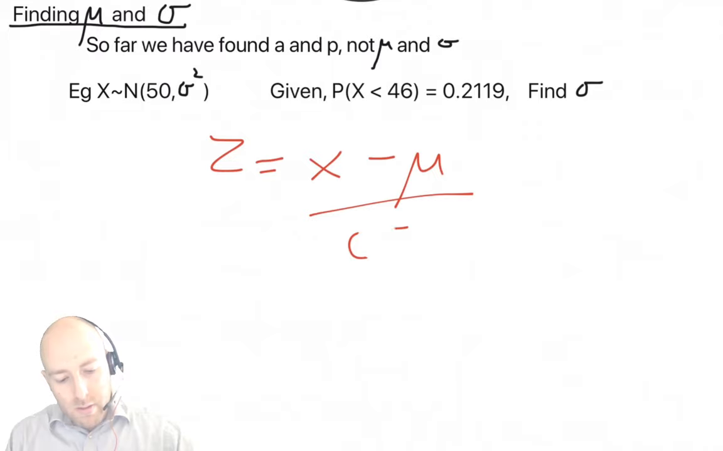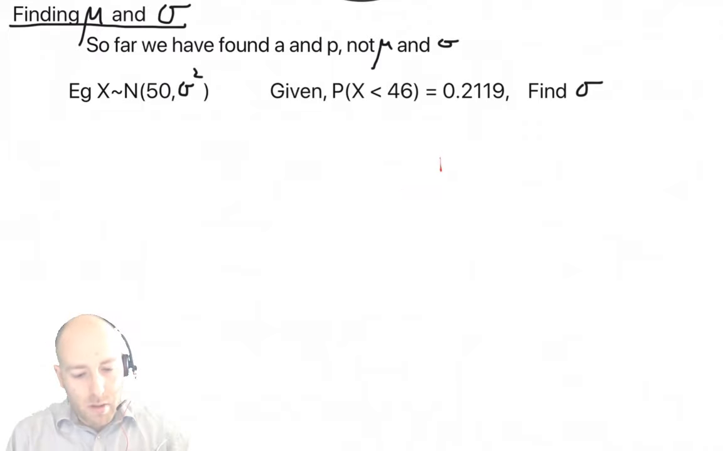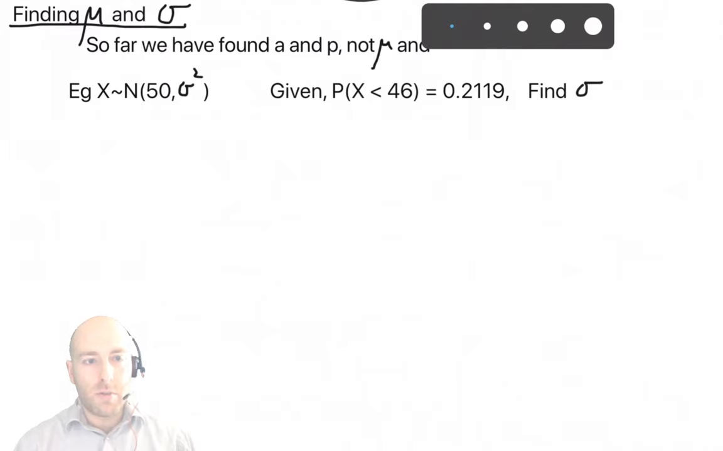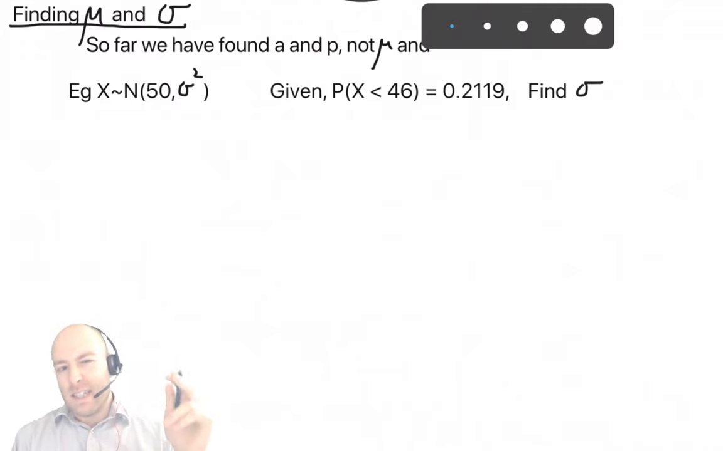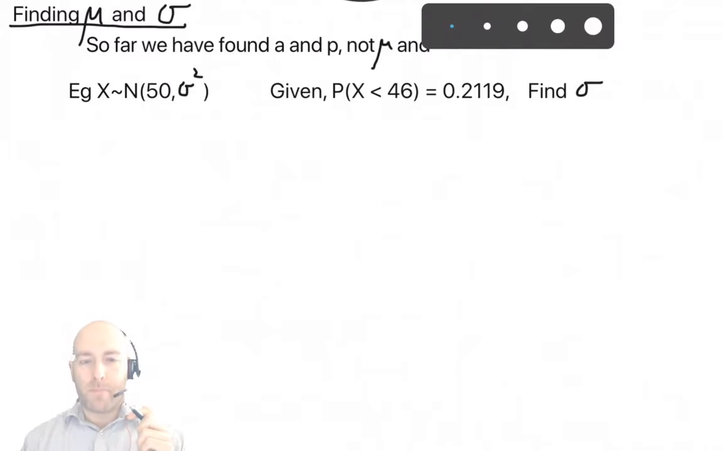So let's have a read through this. I'm told x is a normal distribution with a mean of 50 and an unknown sigma. Given the probability x is less than 46 is 0.2119, find sigma. Okay, so it sounds alright. We've got everything apart from the standard deviation. But we can't go straight to the calculator and type stuff in. It won't work. The calculator needs sigma to work.